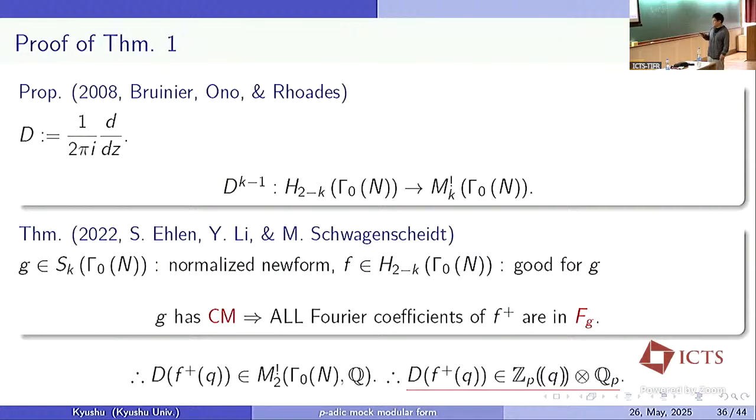Okay? And therefore, it remains to show that df plus q is in GPQ tensor QP. So we recall two results about the good drift. First, capital D gives the map from harmonic mass forms to the weakly holomorphic modular forms. And if Z has Cn, then all Fourier coefficients of F plus are in Fz. By these two results, we conclude that df plus q is a weakly holomorphic modular form whose Fourier coefficients are rational numbers. Okay, therefore, we conclude that df plus q is in GPQ tensor QP. So we have finished the proof of this lemma.